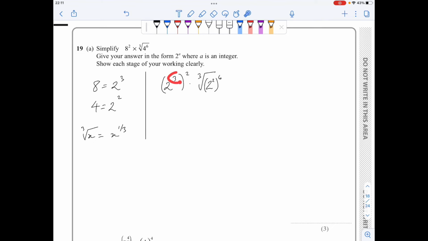Now I will multiply these powers, so I will get 2 to the power of 6 times 2 to the power of 12, and then the cube root can be written as 1 over 3. Again, I will multiply these powers, so 2 to the power of 6 times 2 to the 4, and finally I will get 2 to the power of 10.